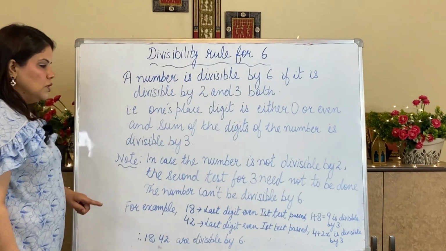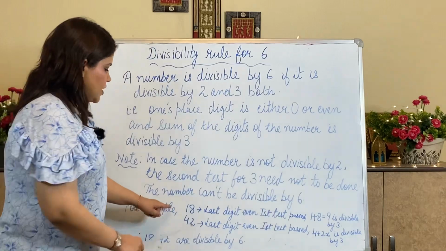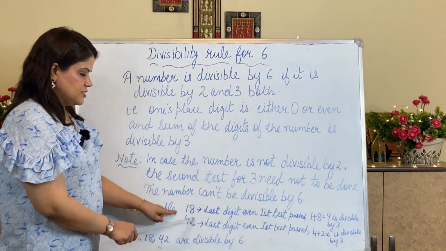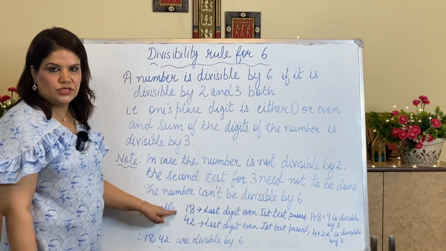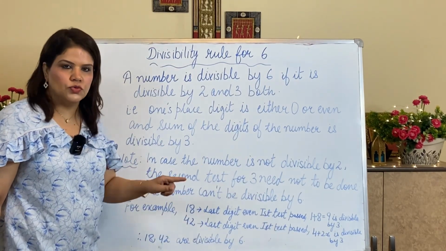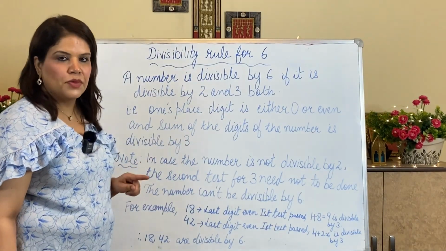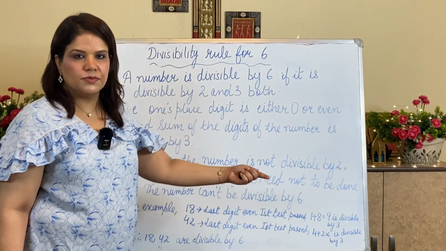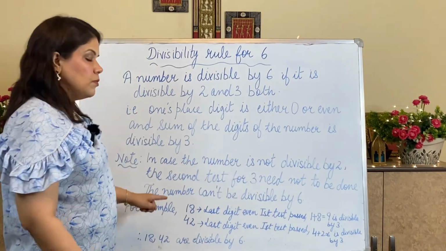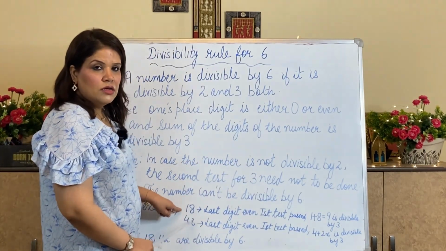I am taking two examples for it, 18 and 42. You can check the digits at the ones place. They both are even digits. So both the numbers are divisible by 2. The first test has been satisfied by both the numbers. Now I will check for the divisibility of 3 on both the numbers. For that I need to add sum of the digits given.